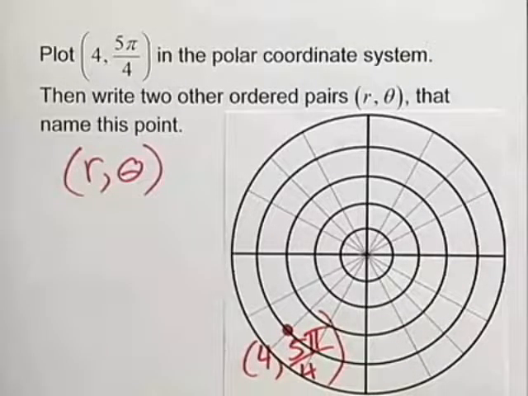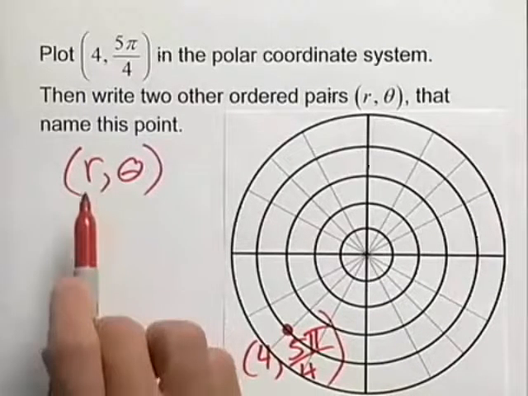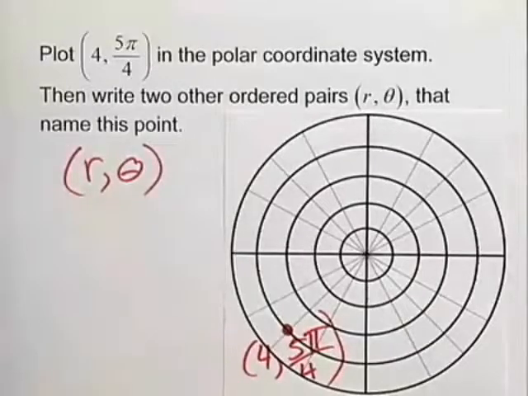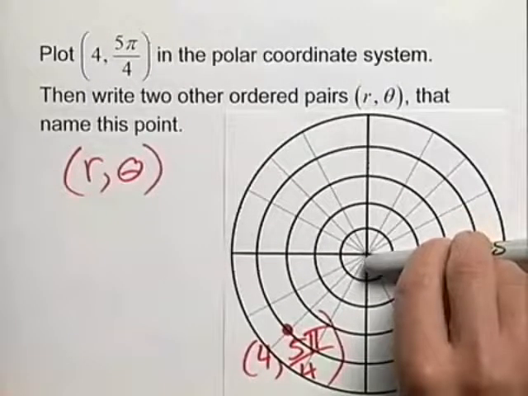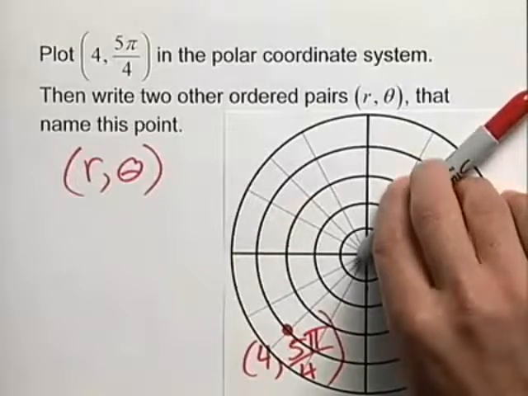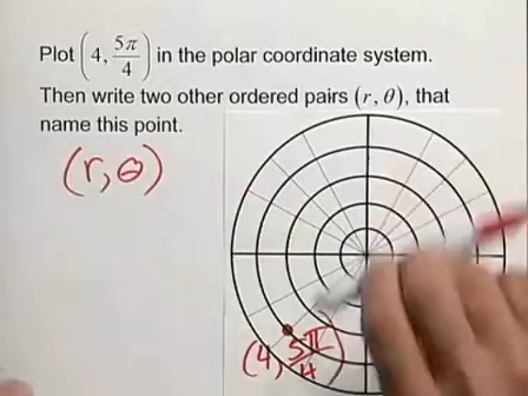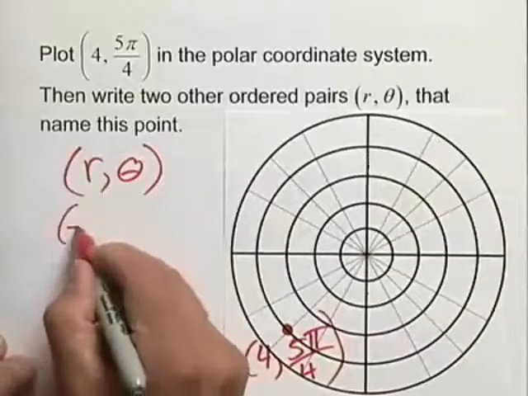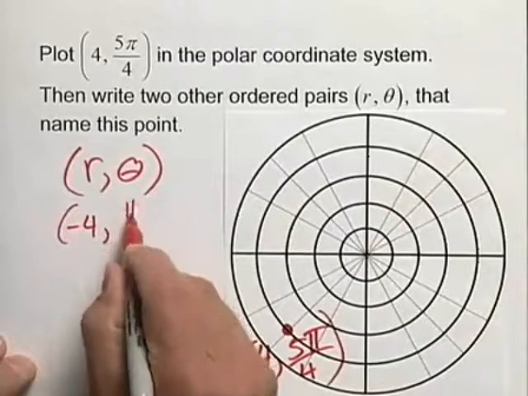Now if you want to come up with a couple other points, we can change the signs in either r or theta to accommodate this. One way we can do this is consider the angle π/4, which is 180 degrees opposite of 5π/4, and then simply switch the sign on the r. So it would be of the form (-4, π/4).